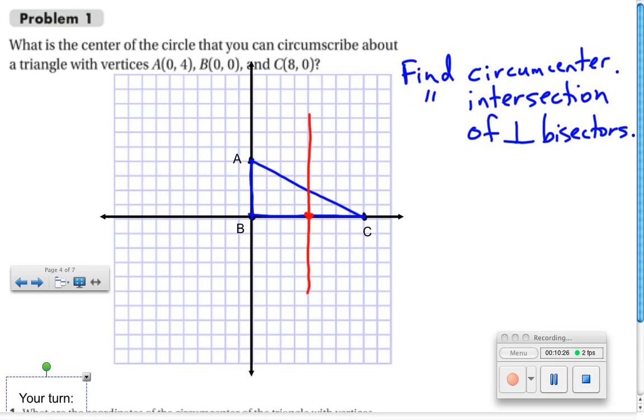Similarly, the perpendicular bisector of side AB, which is a nice vertical line, it's going to be a horizontal line passing through its midpoint, which is 2 spaces in. And when I draw that perpendicular bisector, where do they intersect? Where do they intersect? 4, comma, 2.